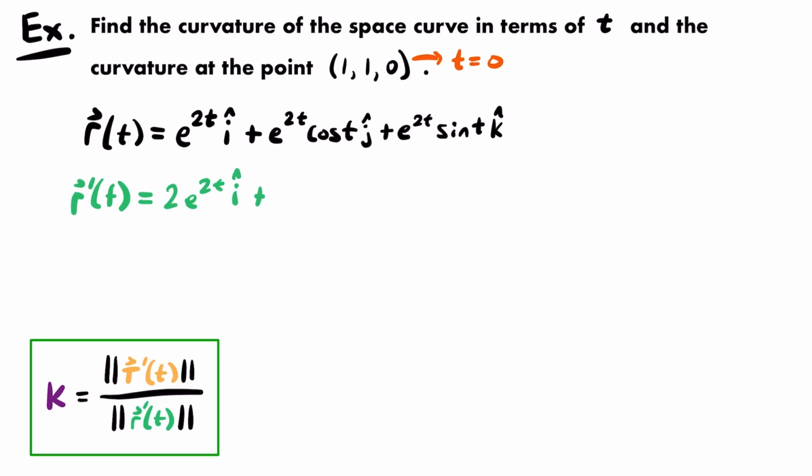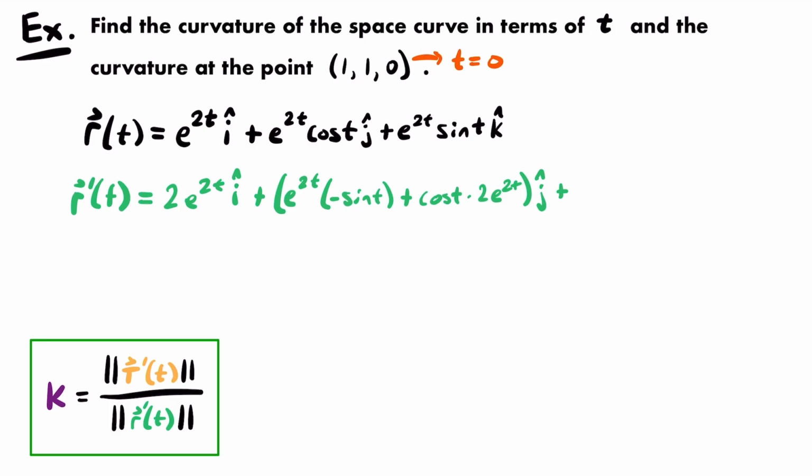Then you want to add that to the derivative of the y component, which features a product of two functions, so we will have to use the product rule here. We'll have the first function, e to the power of 2t, times the derivative of the second. The derivative of cosine is negative sine. Then we add that to the second function, cosine t, times the derivative of the first, so we have 2 e to the power of 2t. All that is multiplied by j.